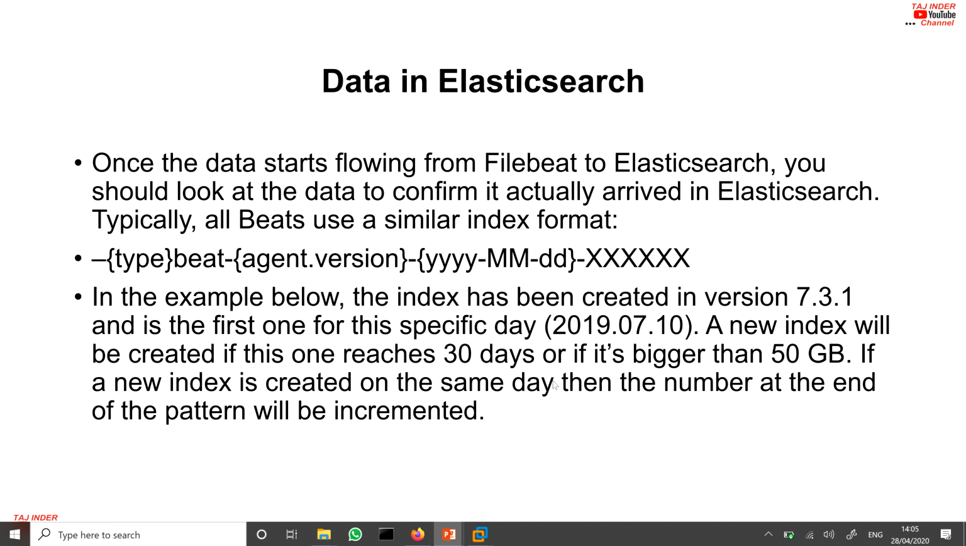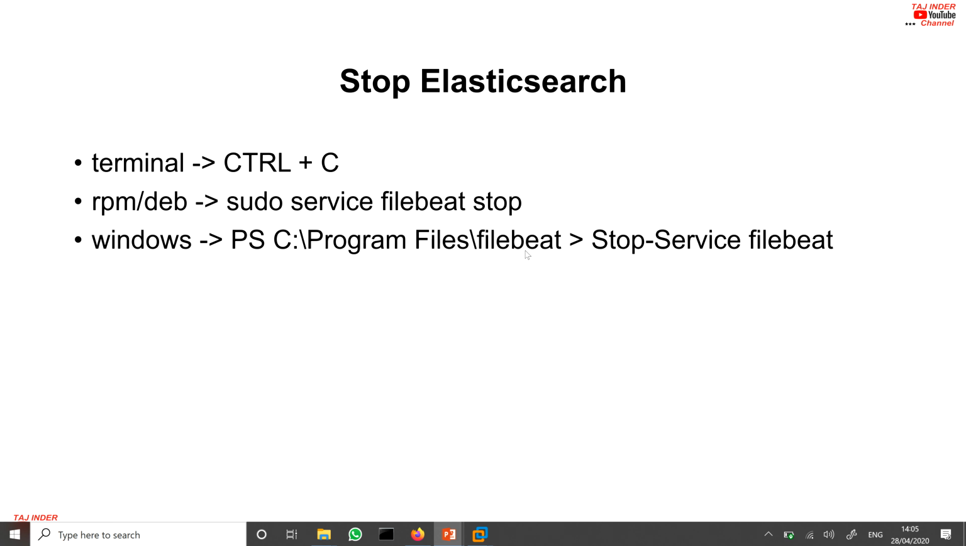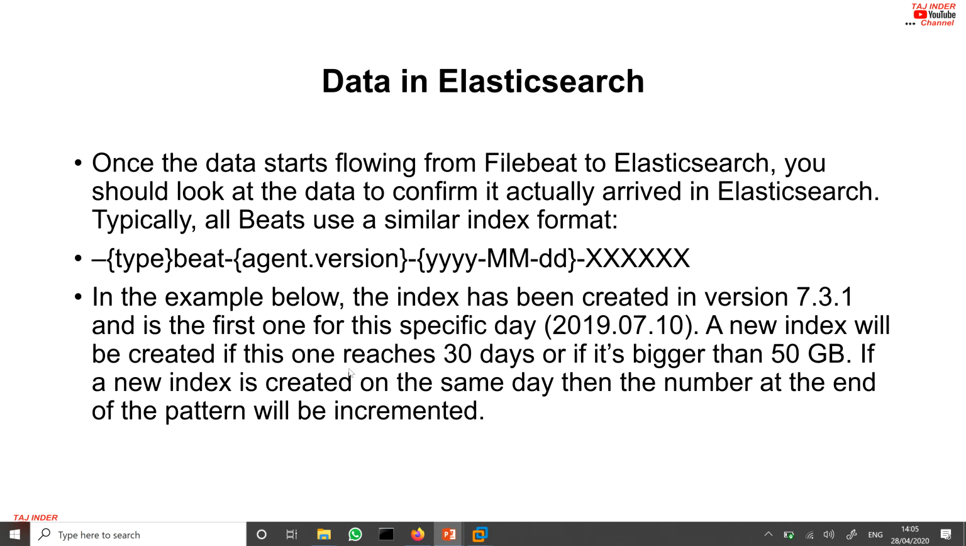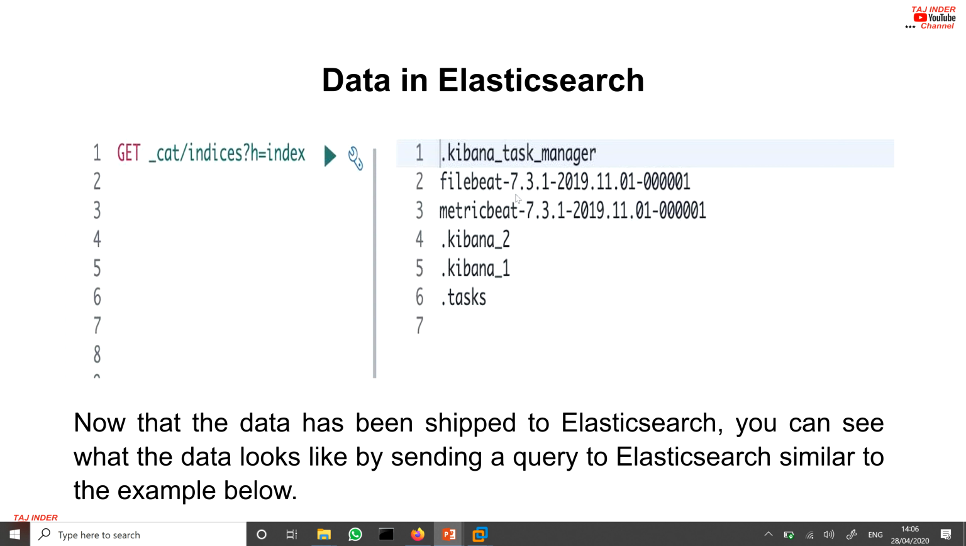Typically, Beats use a similar index format. All the Beats use this. In the example below, the index has been created in version 7.3.1, and the first one of the specific day is 2019-10. If you look at this example, see over here, these are the two indices the logs are created in, Filebeat and Metricbeat, with two different timestamps, with these two different names.